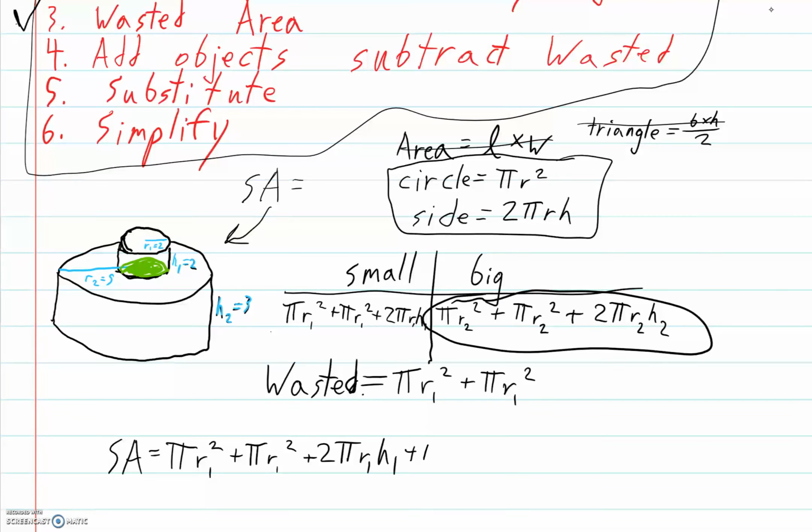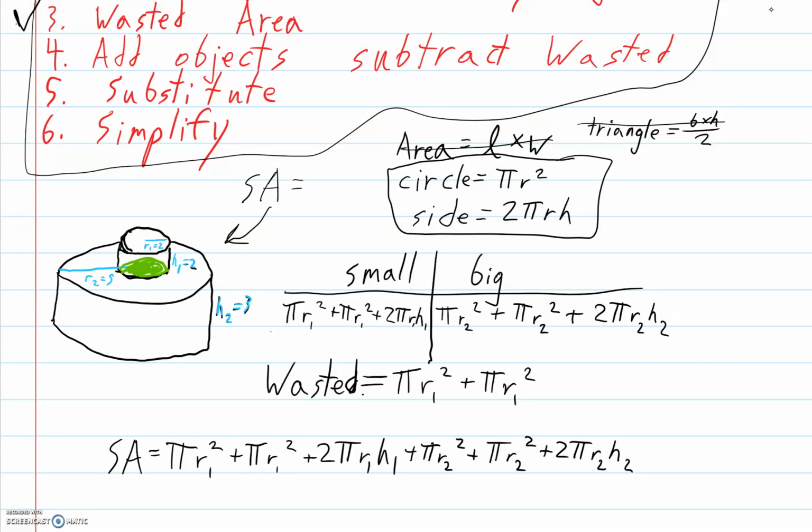So plus pi R2 squared plus pi R2 squared plus 2 pi R2 H2. Okay, so that was this entire one here, going all the way around.